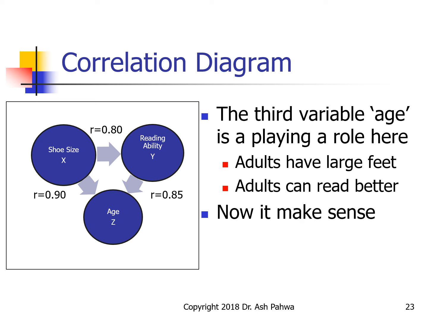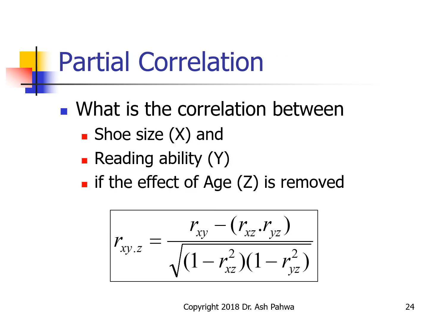We are going to now find the correlation between shoe size and the reading ability by removing the effect of age. So that correlation between the shoe size and the reading ability by removing the variable age would be the real correlation, and that correlation is called partial correlation. So now let us try to compute the partial correlation.